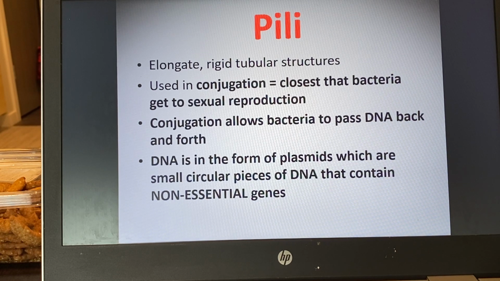Now, pili form completely randomly, so they could potentially form between two bacteria that don't have any plasmids, and then nothing happens. But let's say a bacteria, out of spontaneous mutation, has developed a plasmid that now contains a gene that can inactivate penicillin. Well, that's going to allow that bacteria to be more able to survive. And if it starts passing that plasmid back and forth to a lot of different bacteria, you're soon going to end up with a bacterial population that is completely resistant to penicillin.